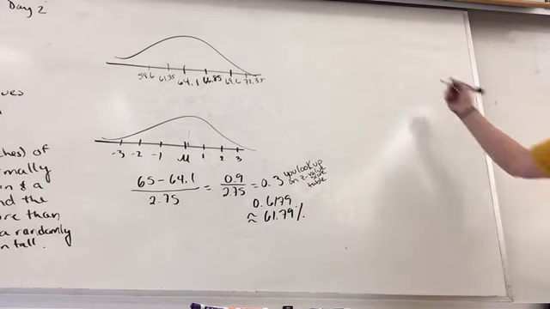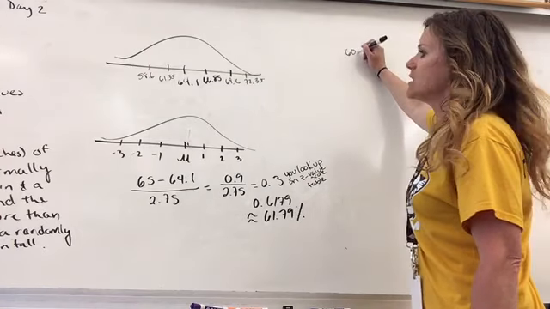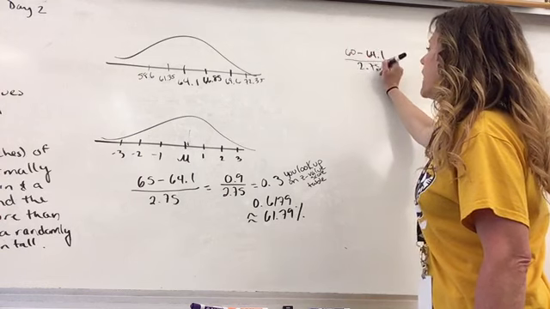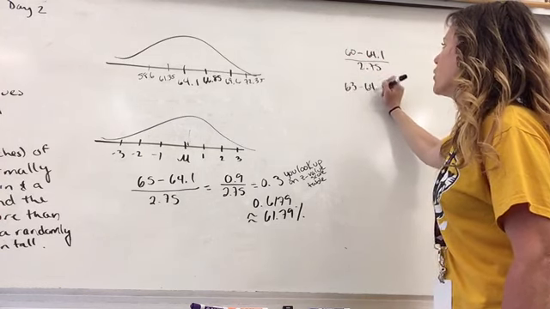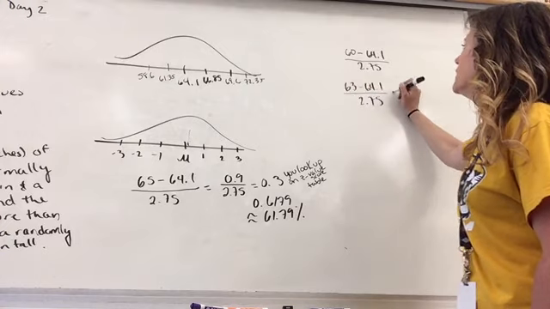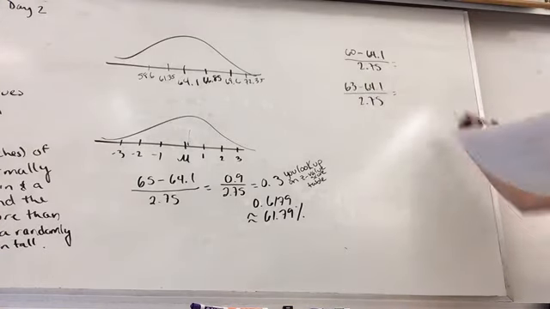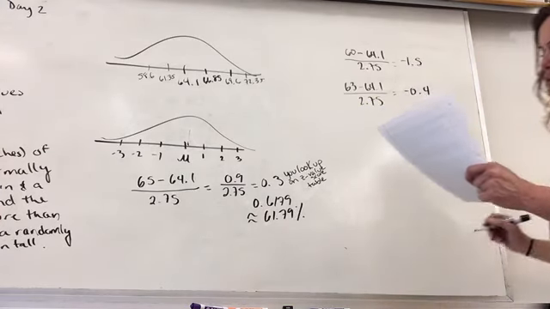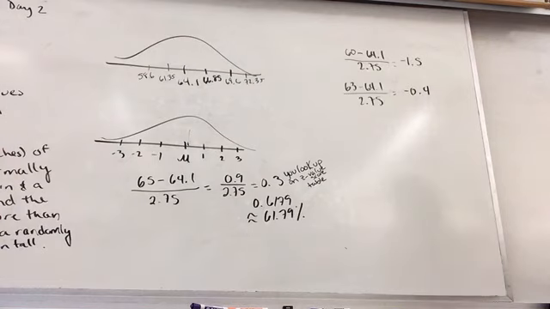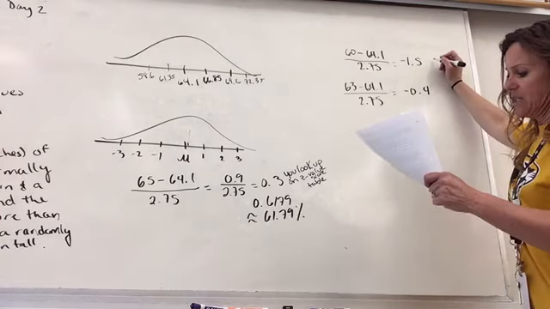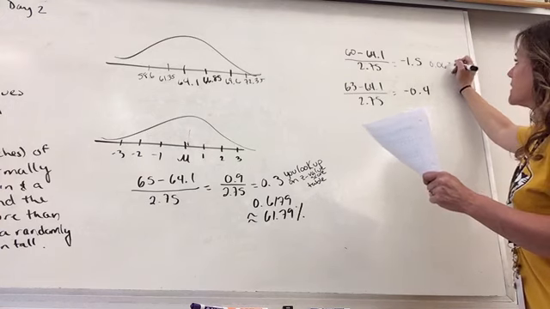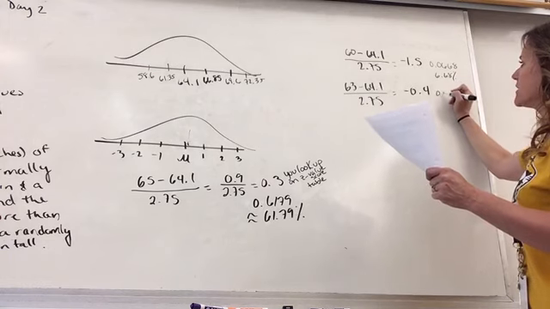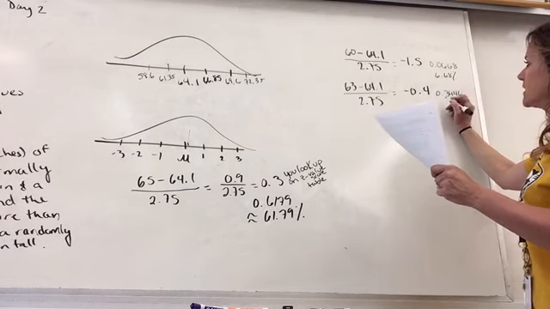Now when it says to find the probability that a person chosen is between 60 and 63, we first need to find the z-scores of 60 and 63. So 60 minus your 64.1 divided by the 2.75, and then 63 minus the 64.1 divided by the 2.75. When we do our math, this gives us negative 1.5, and this one is negative 0.4. When we look them up on that z-score table, we end up with 0.0668, which is 6.68%, and over here we get 0.3446, which is 34.46%.